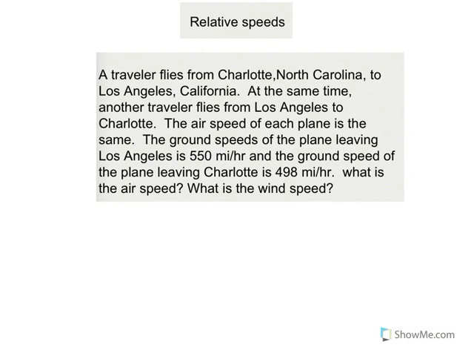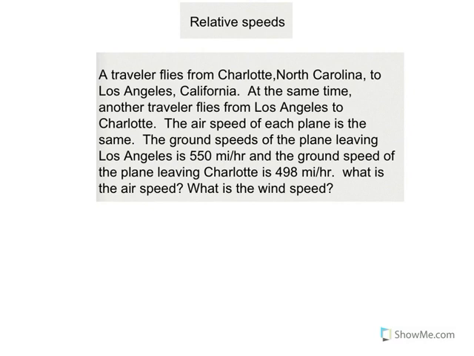So let's try a problem. A traveler flies from Charlotte, North Carolina to Los Angeles, California. At the same time, another traveler flies from Los Angeles to Charlotte. The airspeed of each plane is the same. The ground speed of the plane leaving Los Angeles is 550 miles per hour, and the ground speed of the plane leaving Charlotte is 498 miles per hour. What is the airspeed? What is the wind speed?